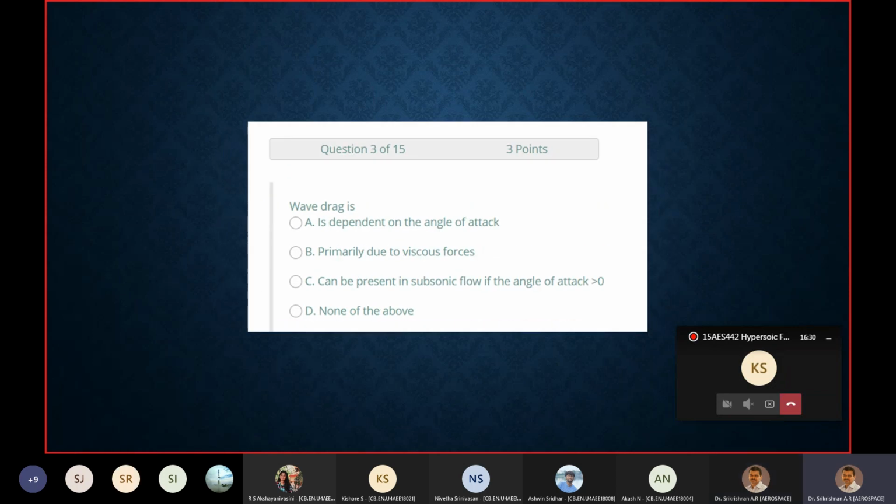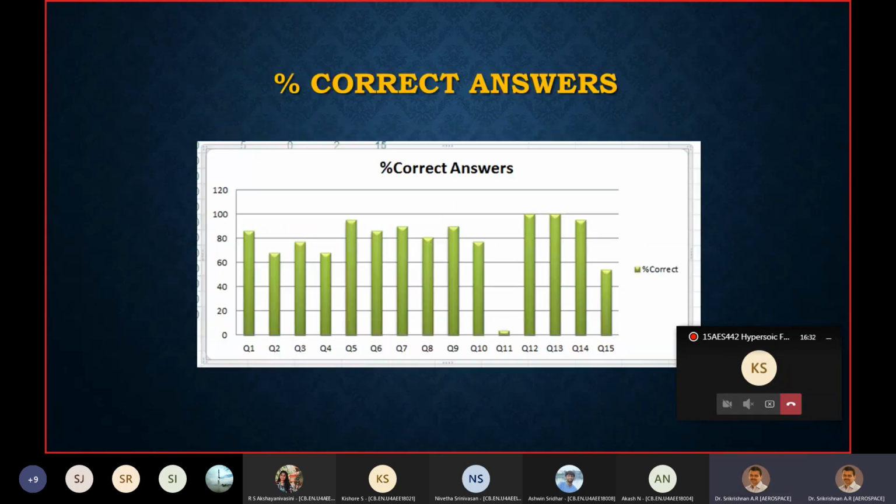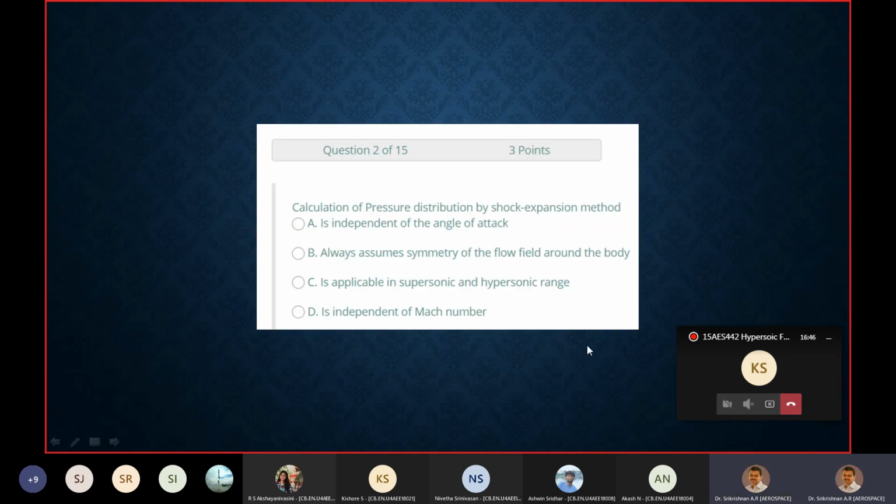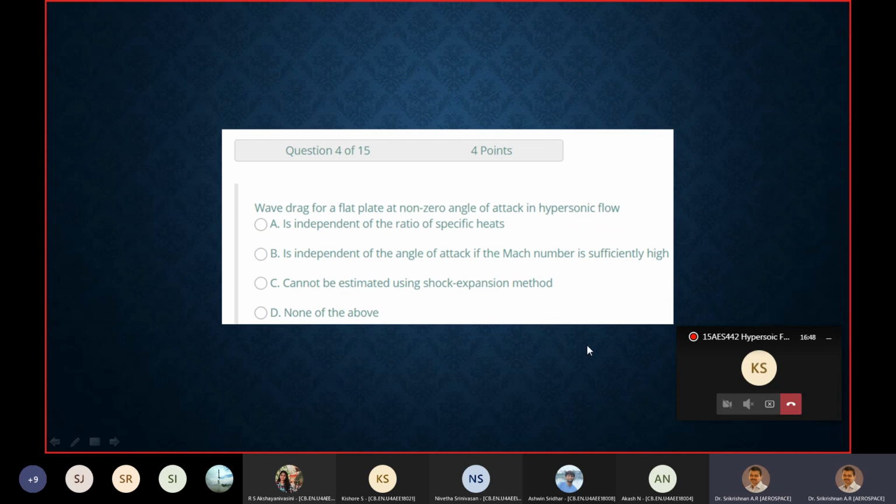Yes, sir. Yeah. Fourth one. How was that? Q4. 60 and above. Yeah, I think similar to Q2. Just above 60, maybe 65 or close to 70 or something. Anyway, which one was it? 4? Wave drag, again related to wave drag.